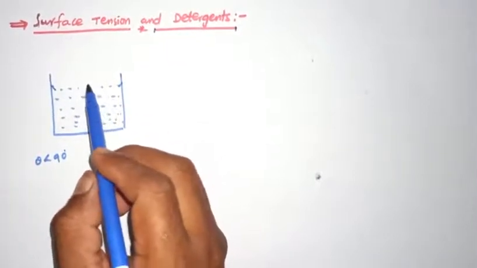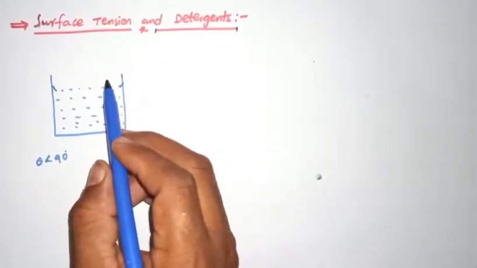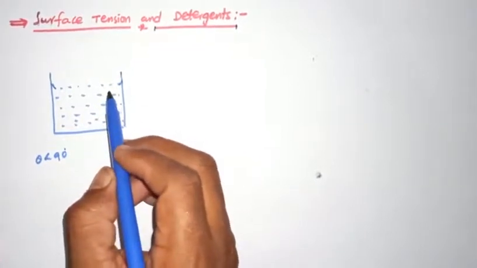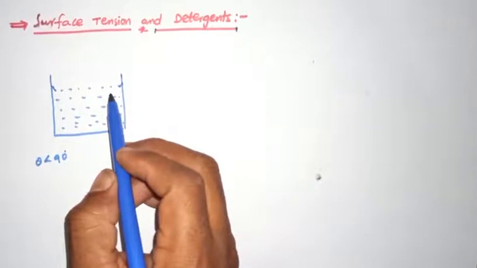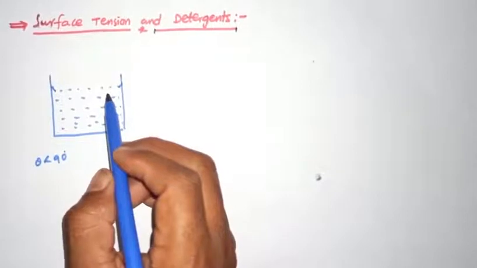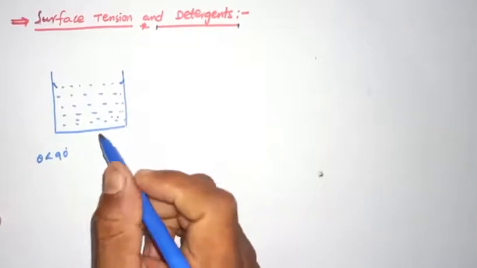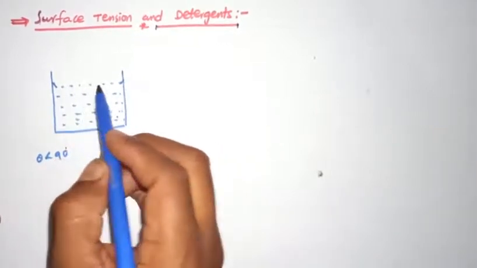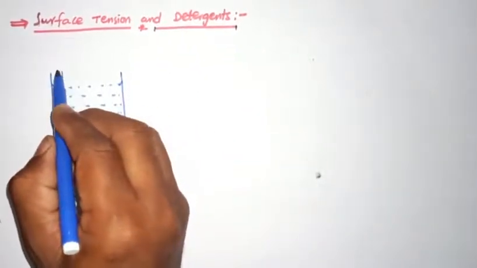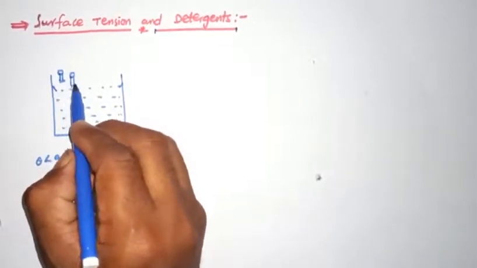Next, we cannot remove the greasy stains of clothes using water, because water and oil do not mix with each other. Grease or oil or wax and water do not mix with each other because they have different densities and different surface tension. Now we can add detergents. The detergent molecule has a hairpin shape.